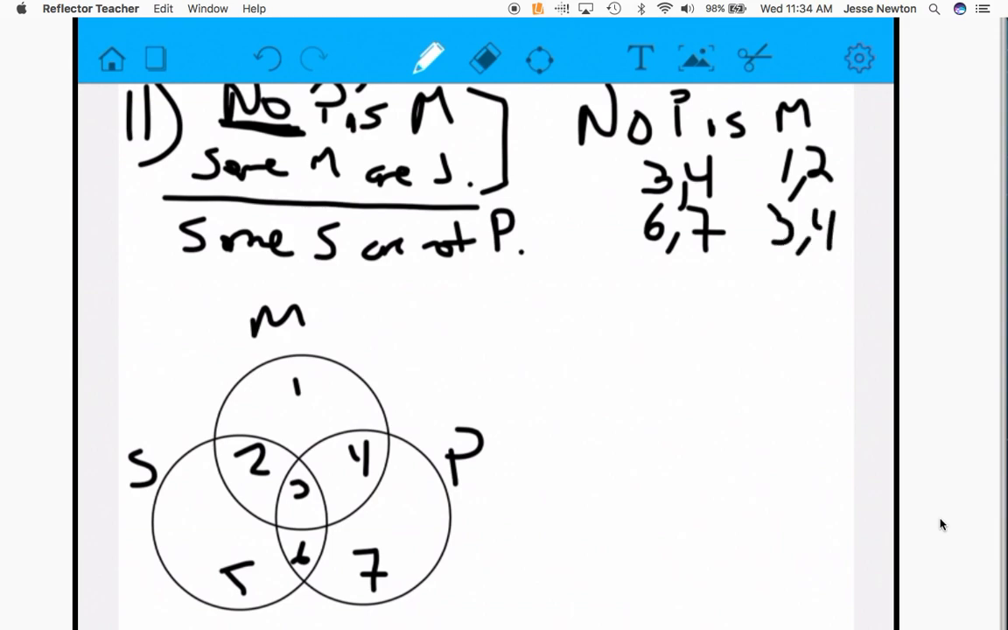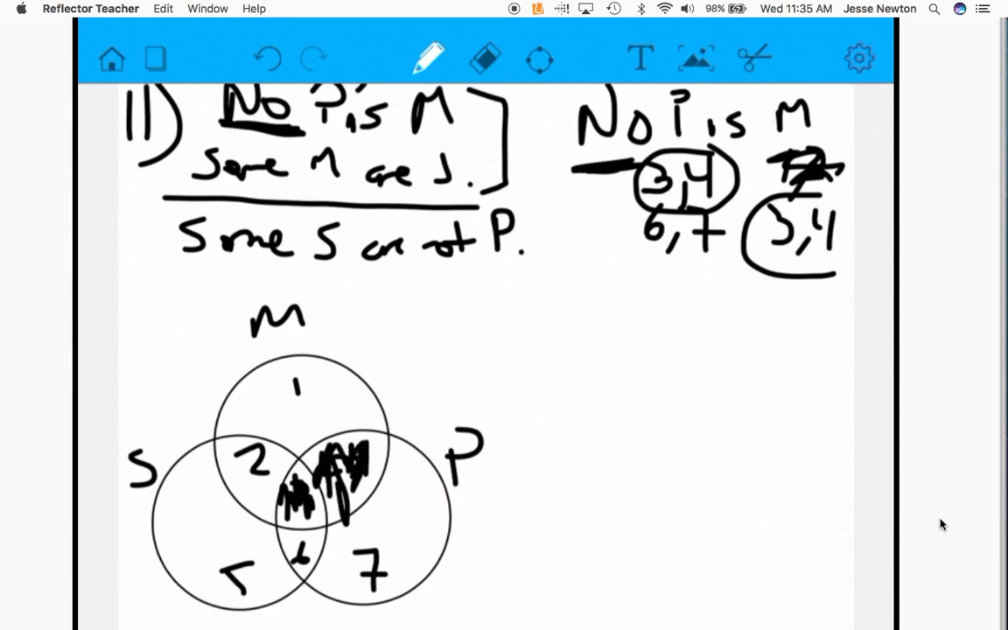We circle the regions of overlap, 3 and 4. We scribbled that out. We're saying no P is in 3 and 4. And how do we show that no P is in 3 and 4? Well, in this case, we shade in 3 and we shade in 4. And that lets us know that nothing is in 3 and 4.